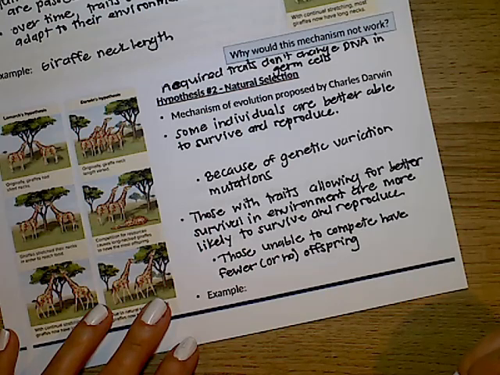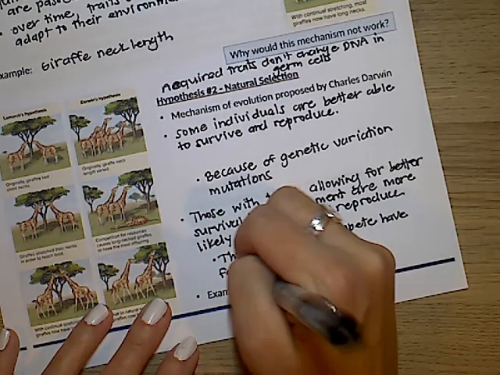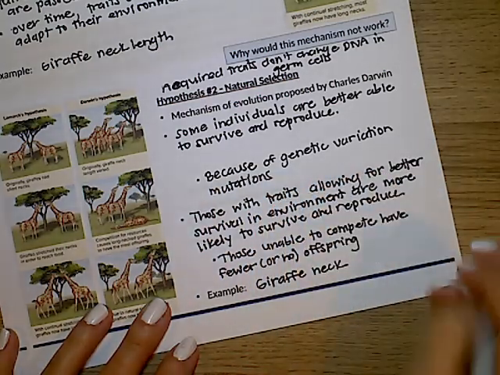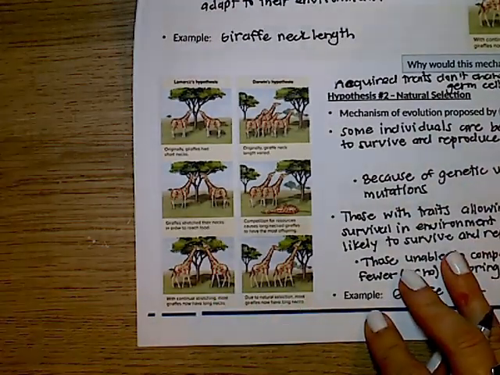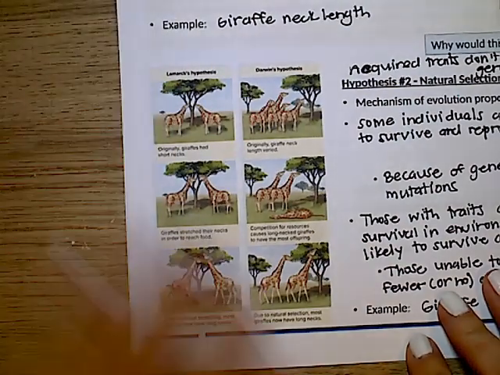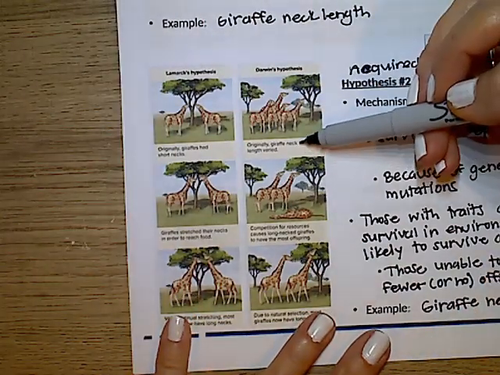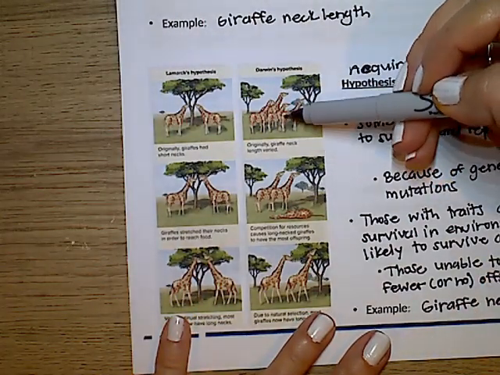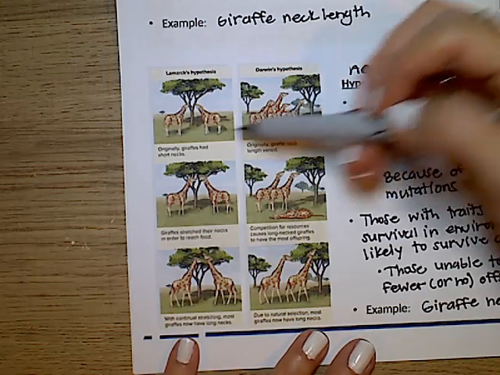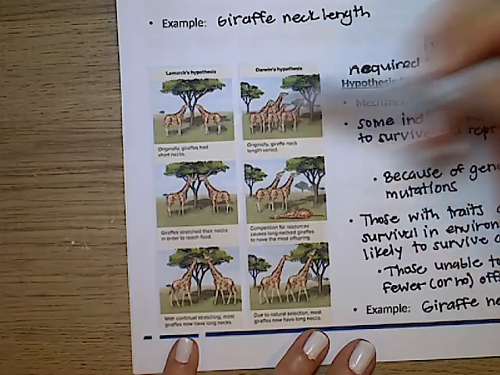And again, the example we will look at is the giraffe neck. We love giraffes. So with Darwin's hypothesis of natural selection, originally the giraffe neck length varied. So you had some that had longer necks, some that had shorter necks, whereas in Lamarck's hypothesis, everyone had short necks originally.